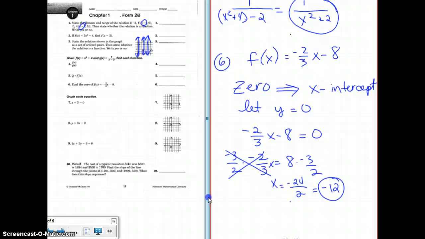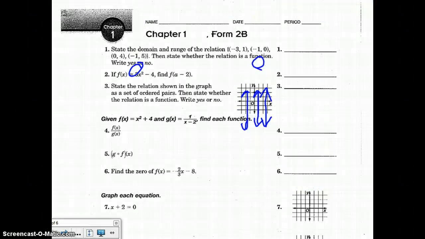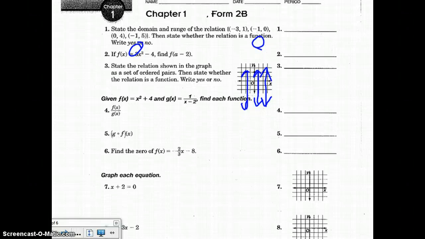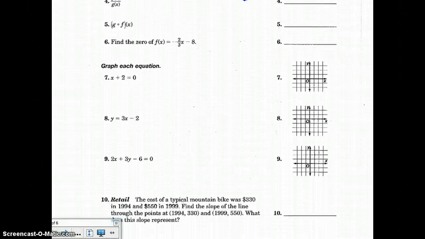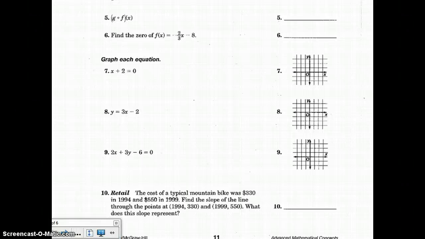For 7, 8, and 9, I want to look at the whole graph here. It says graph each equation. So usually I like to put it in slope-intercept form, y equals mx plus b. You can see for number 7 though that we don't even have a y. So the thing to do is just solve for x by subtracting 2, and we get x equals negative 2.